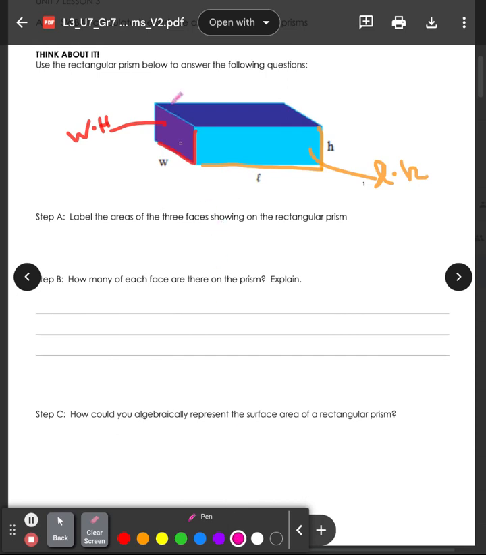What about this face here? Well, we see it's the length. So this area here would be the length times the width. So we've got the width times the height. We have the length times the width. And then we have the length times the height.